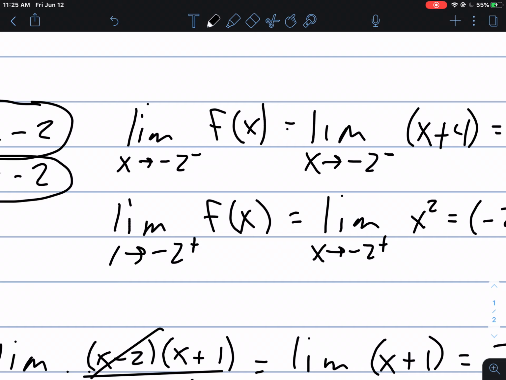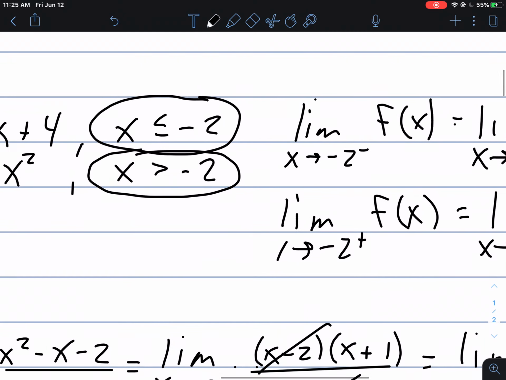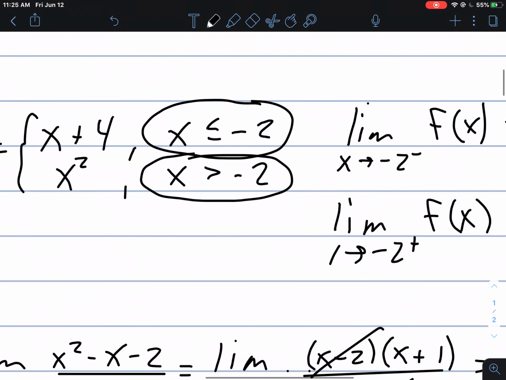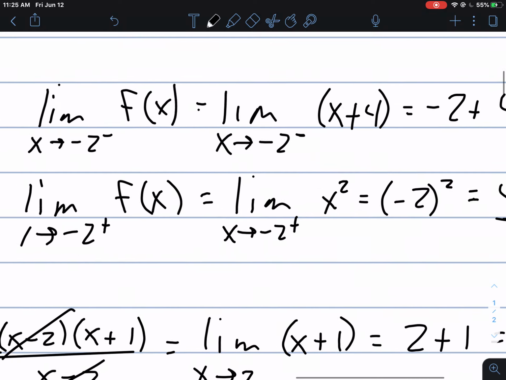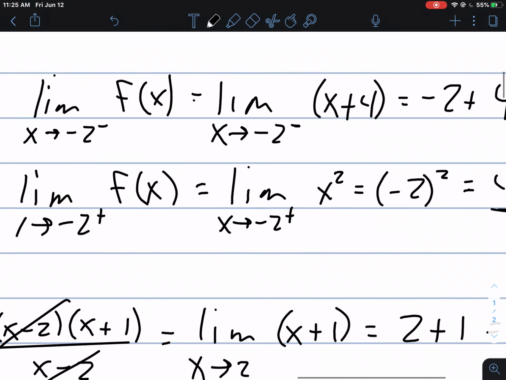The limit as x approaches negative 2 from the right of f of x, so that's those values greater than negative 2. Our function there is defined by x squared. So again, I'm using direct substitution. I can plug in negative 2 squared, I get 4. And that would be our limit as x approaches negative 2 from the right.